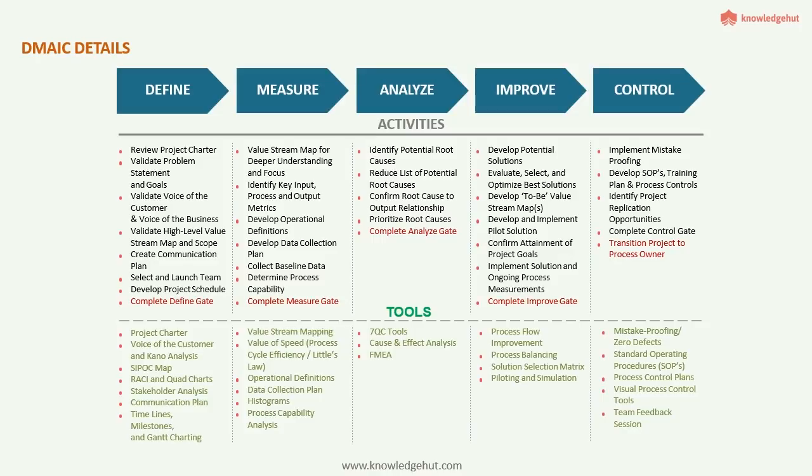If you take a closer look at the activities, a lot of them look like project management activities, isn't it? For example, create communication plan, launch team, etc., which are mainly part of the define phase. The first step is to review the approved project charter under define, and the last step under control is the handoff to the process owner. We have around 30 activities in between across the 5 phases. Note that each phase is closed with a complete gate, complete define gate, complete measure gate, and so on, which is marked in red font. Then there are tools and techniques associated with these activities that you see at the bottom under tools.